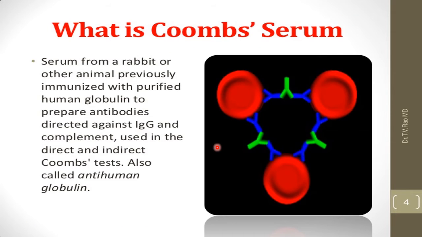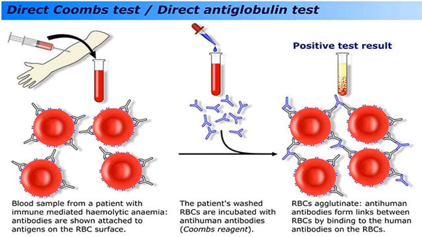What is Coombs sera? It is serum from a rabbit or other animals previously immunized with purified human globulins, to prepare antibodies directed against IgG and complement, used in the direct or indirect Coombs test. This is also called anti-human globulin reagent. There are two types of tests: the direct antiglobulin test or direct Coombs test, and the indirect antiglobulin test or indirect Coombs test.